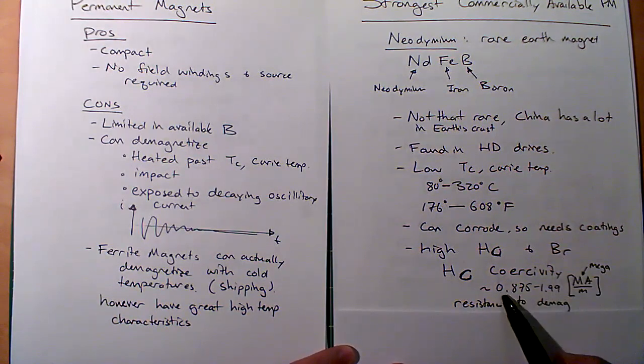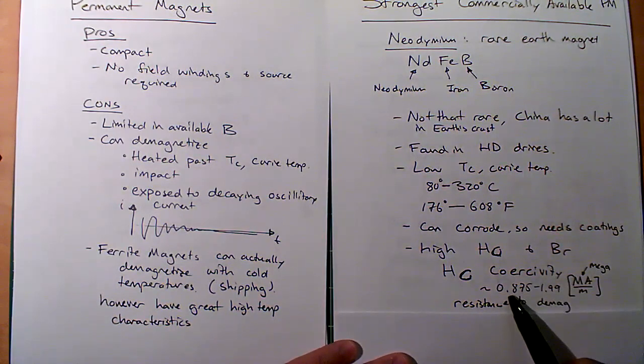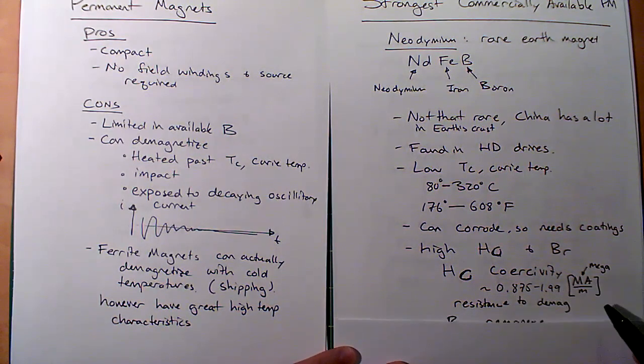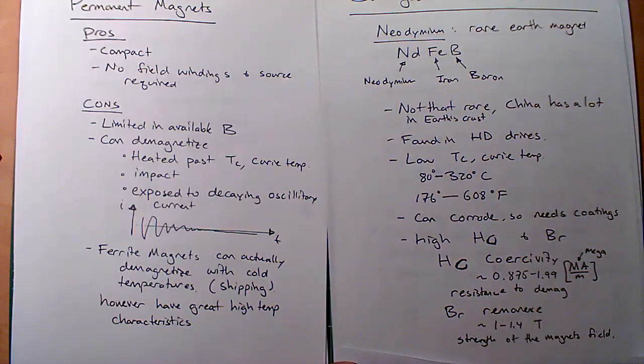Okay, so these numbers kind of don't make any intuitive sense yet. The coercivity is about 0.875 to about 2 mega amps per meter. And then the remnance is about 1 to 1.4 Teslas. So if you're in the 1 Tesla range, that's actually a pretty strong magnet.